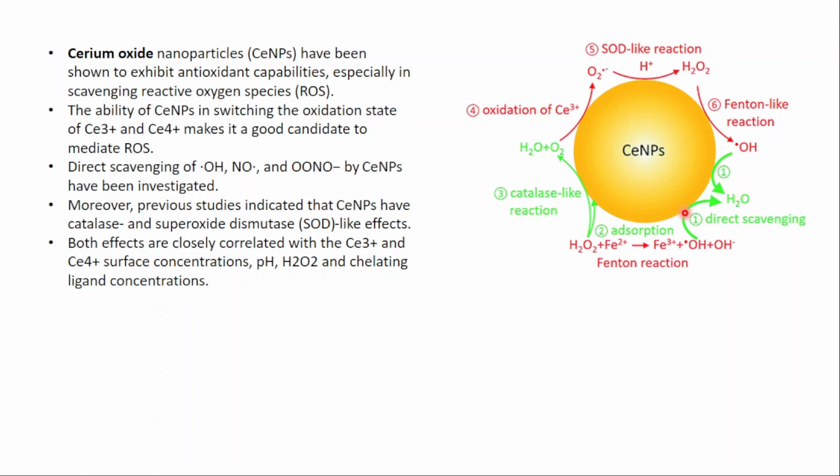here it is shown in number 1, and a superoxide dismutase-like reaction in which O2 radical, the superoxide radical, is converted into H2O2, a lesser reactive form, and then this H2O2 can again be used in a catalase-like reaction to form H2O and O2, thereby discharging the effect of the reactive superoxide radical, which is carried out by the superoxide dismutase enzyme. So CeNPs have been able to show catalase-like activity and SOD-like activity. That's why it is a very useful nanoparticle which can be used as an antioxidant in many cases.